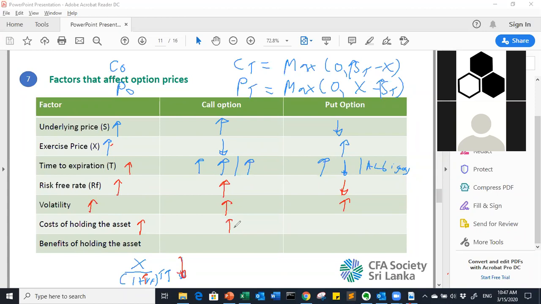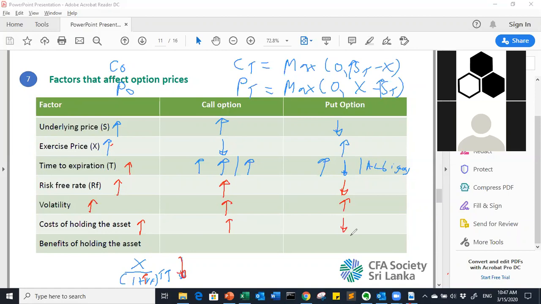Whereas when it comes to the put option, it might be the case that you currently own the asset. That's why you want this right to sell. You currently have the asset and you're trying to get rid of it with this put option. Because of that, in that situation, it could be a negative.